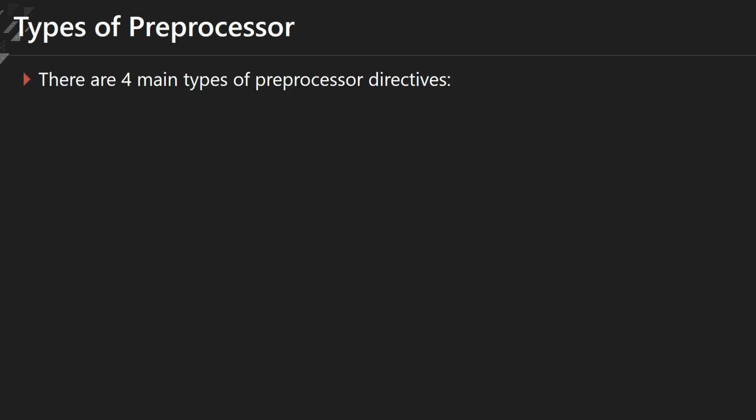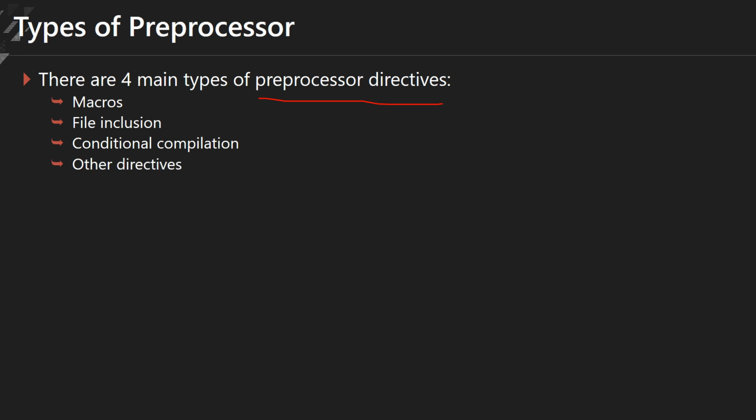the types of preprocessor directives. There are four main types of preprocessor directives. One is macros, then file inclusion, conditional compilation, and other directives. Usually you all know file inclusion and macros already, and the other directives you didn't see at all. You can see each one of them.